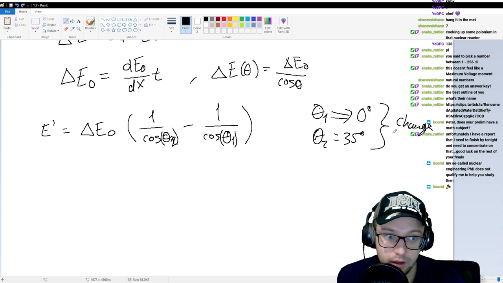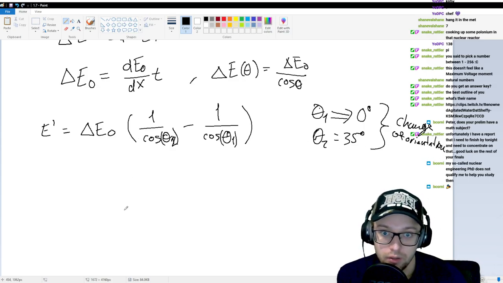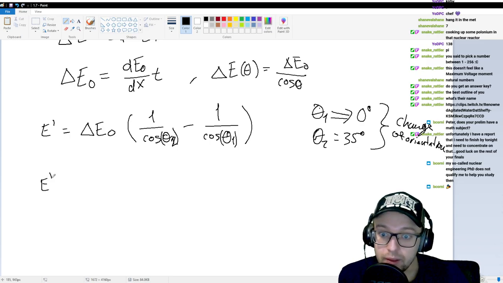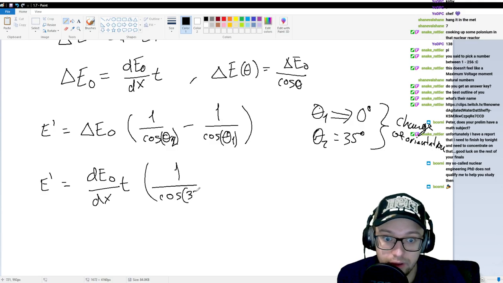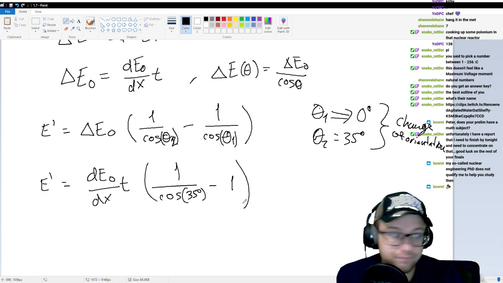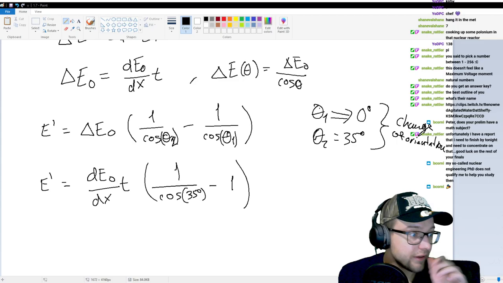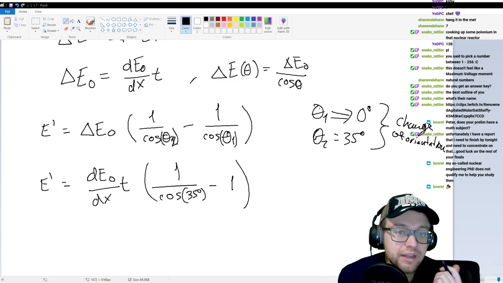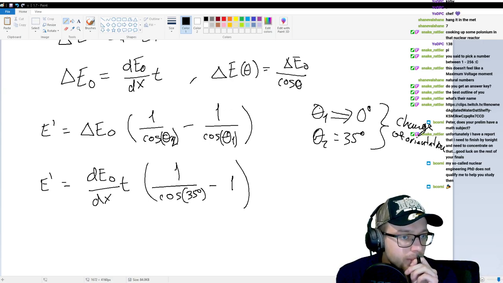Change of orientation. Cool. So, we basically boil down to E prime equals dE0 over dx times t over 1 minus cosine of 35 minus 1. Pretty straightforward, right? So we know this, at least. And so all we need to do is multiply this out, right? Yeah, I think that's all we need to do.